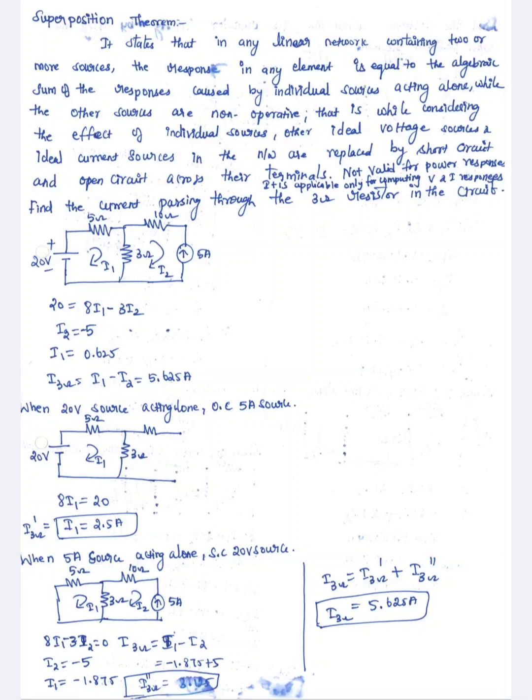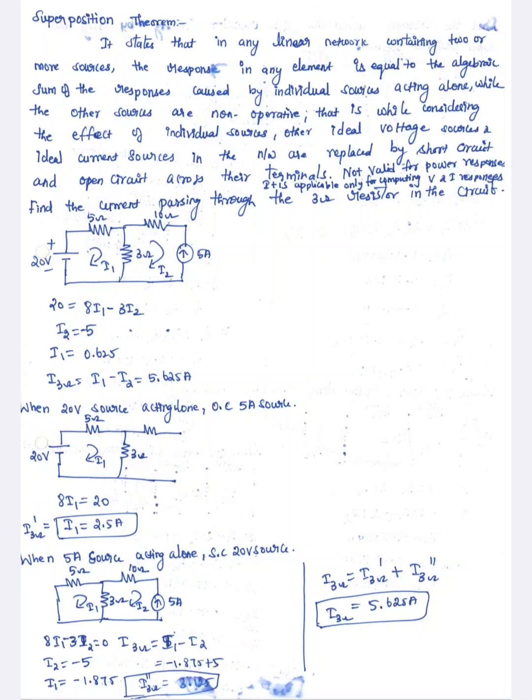So by summing up the responses caused by the individual sources acting alone: while the 20 volt source is acting alone, you get the value of I3 ohm dash as 2.5, and while the 5 amp source is acting alone, you get the current passing through the 3 ohm resistor as 3.125. So if you sum up 2.5 and 3.125, you get 5.625 amps. So this is the final equation.